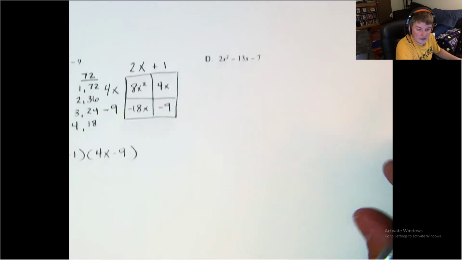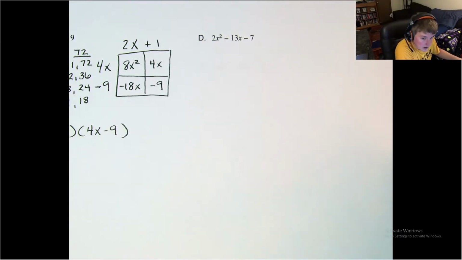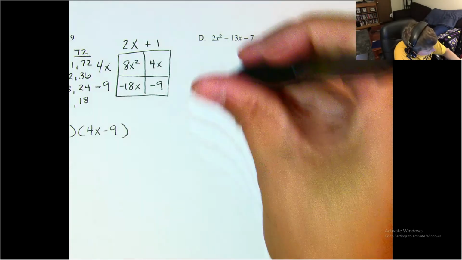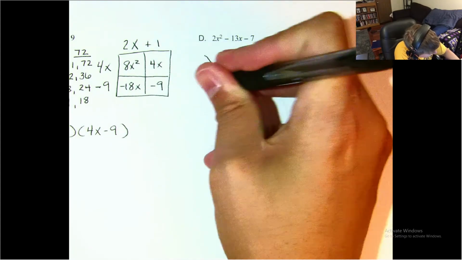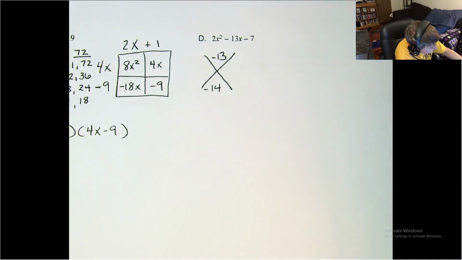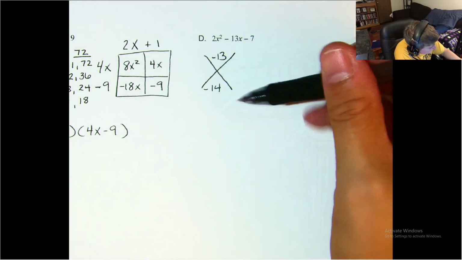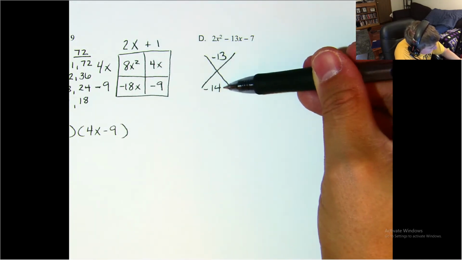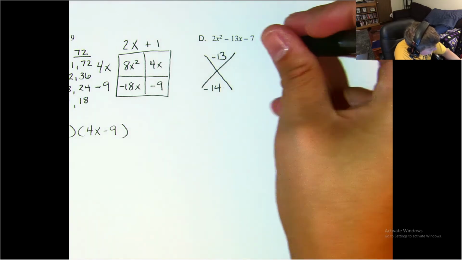Okay, and now for the letter D. Again, no greatest common factor, so we can just move right into the Xbox method. I'm going to have 14 here, negative 14 here, and negative 13. I need to figure out the combinations that multiply to negative 14 and add to negative 13.